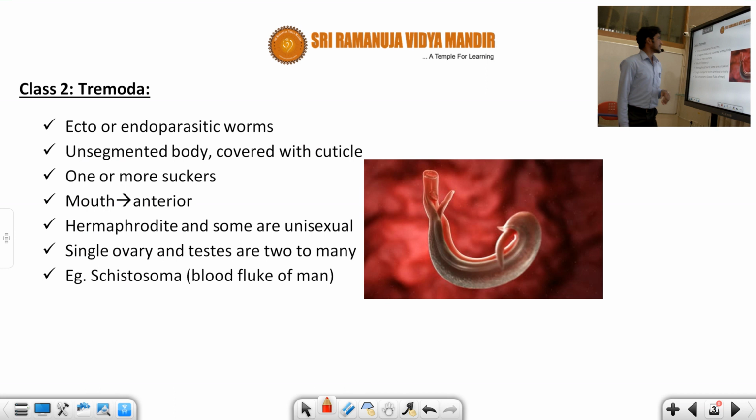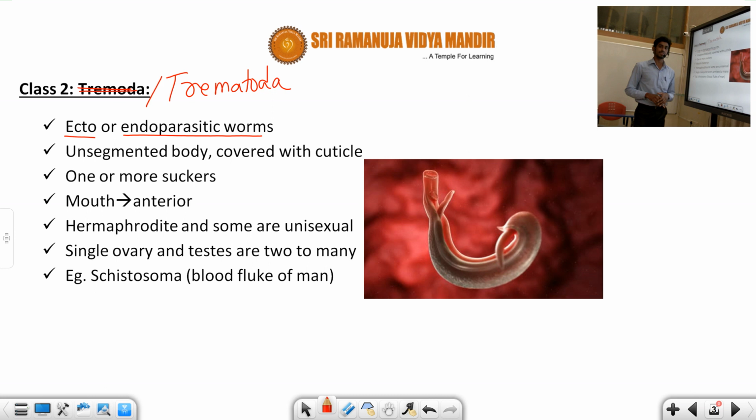The other class of Platyhelminthes is Trematoda. It is class 2 of Platyhelminthes. They are both ectoparasitic and endoparasitic worms. Ecto means on the external part of the body, and inside the body they are endoparasitic worms.